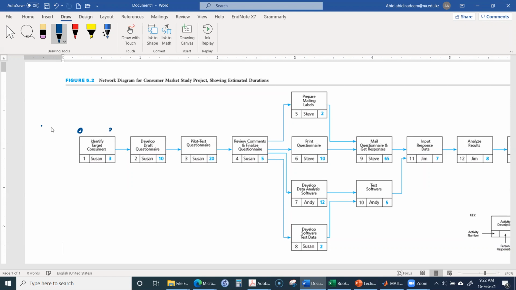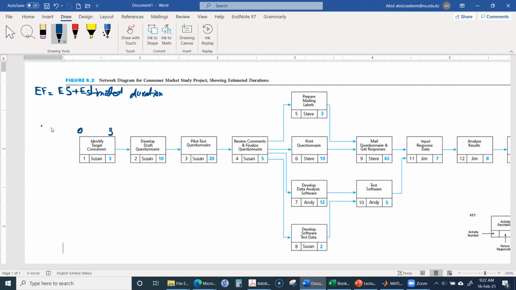This will be the earliest finish of that activity, because we remember that earliest finish time is equal to earliest start time plus the estimated duration.